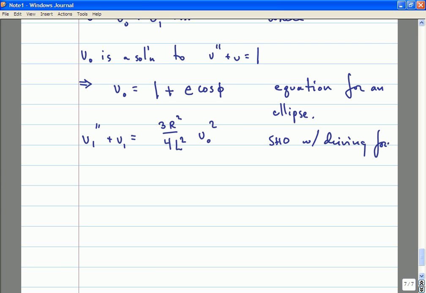So how do you solve the differential equation for a harmonic oscillator with a driving term? Well, there are many ways of solving this differential equation. My favorite way of solving a differential equation is to stare at it and guess the answer. But my second favorite way of solving a differential equation like this is to use the method of Green's functions. So let's go ahead and use the method of Green's functions.